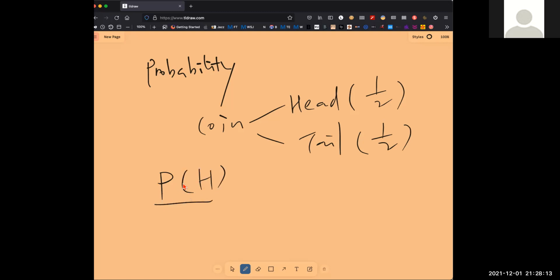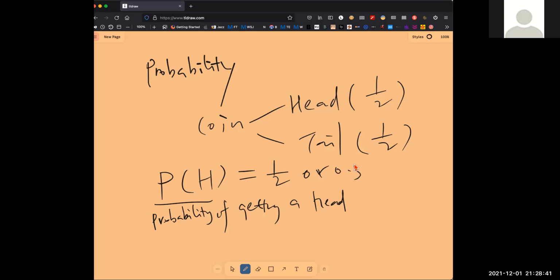Please note the notation here. This is seen as probability of getting a head. Okay? So the probability of getting a head is half. You use a fraction to represent the probability, or you can use decimal number. But generally, we prefer fraction.